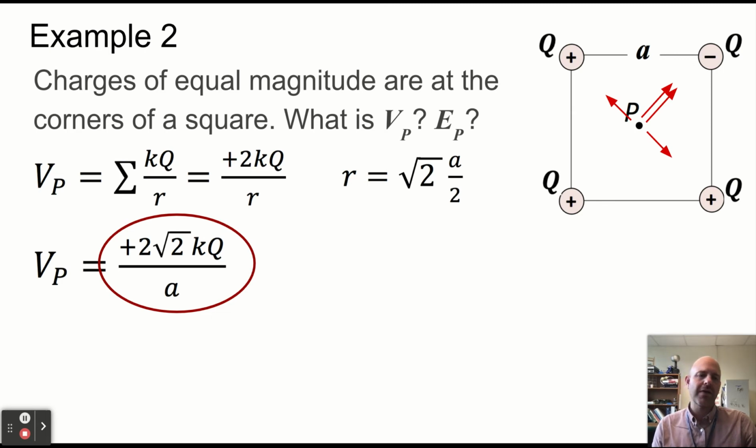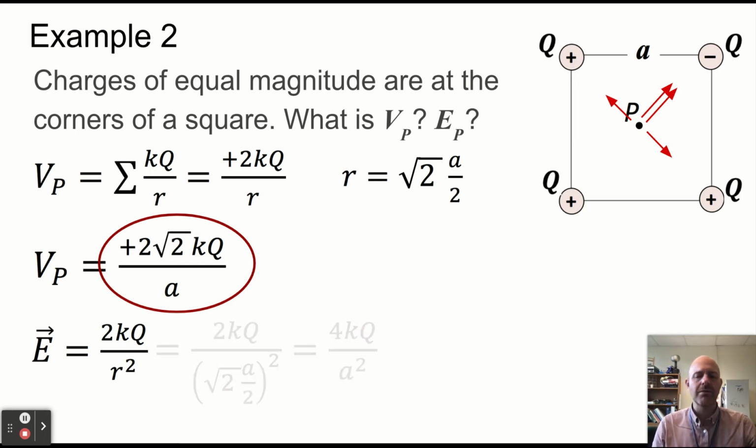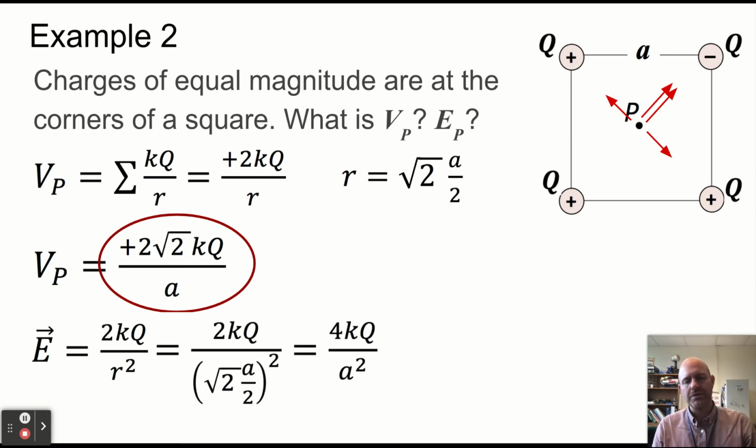So basically, we need to find the effect of the electric field at point P from one charge and double it. So we've got 2kQ over R squared. R is root 2 a over 2, or root 2 over 2 times a. So we square that, and we end up with 4kQ over a squared. And again, pointing up and to the right, this is, of course, a vector, not a scalar, so we need to actually include the direction.